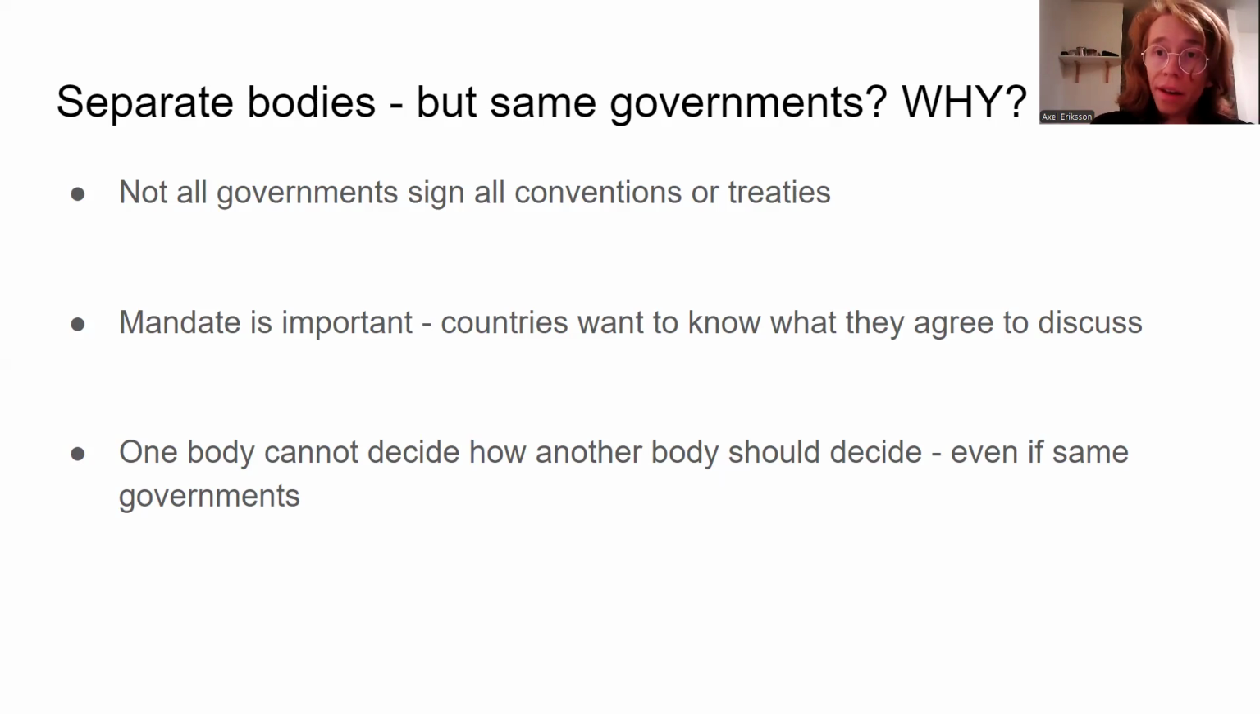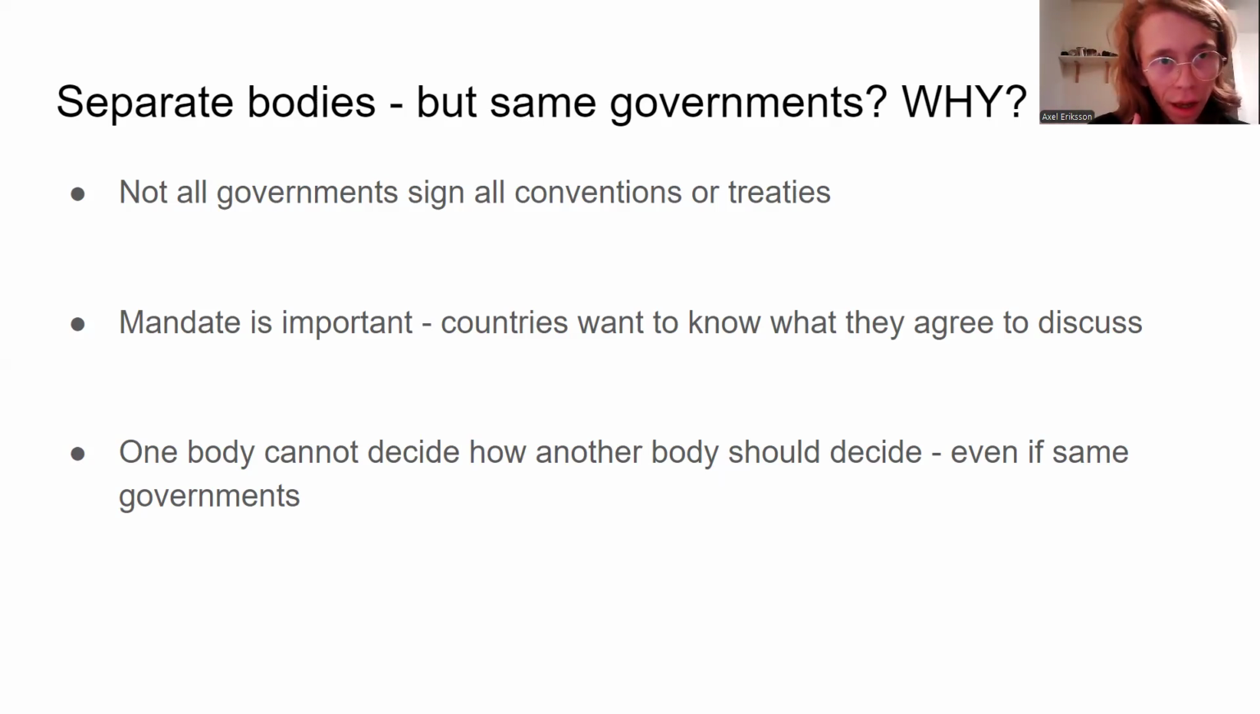And also mandate is quite important. So when countries are discussing something at the UN conference, they want to know what they have agreed to discuss. So in the CBD, it's very clear that here we'll be dealing with biodiversity, and things which don't relate to biodiversity would probably not be decided upon here. So when the governments come into this biodiversity conference, they are very clear on what they can expect, and that is quite important, so that basically if something climate related comes up, they know that okay, we don't have to deal with this here.